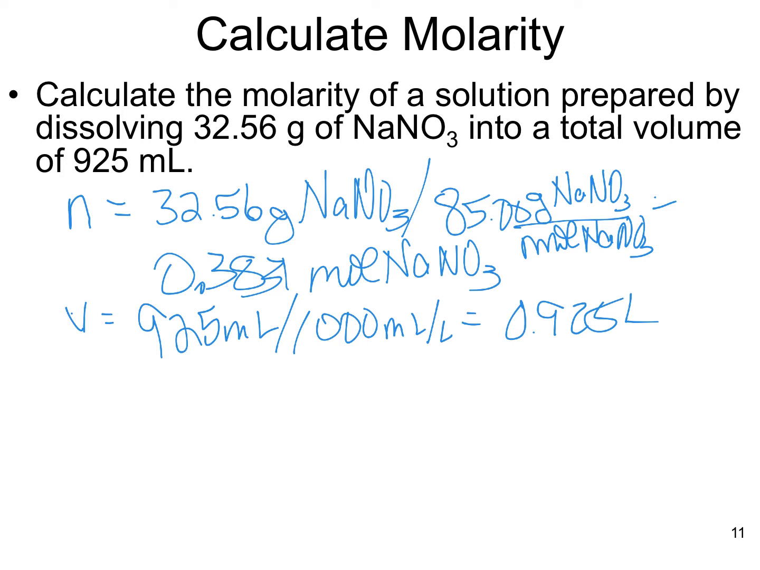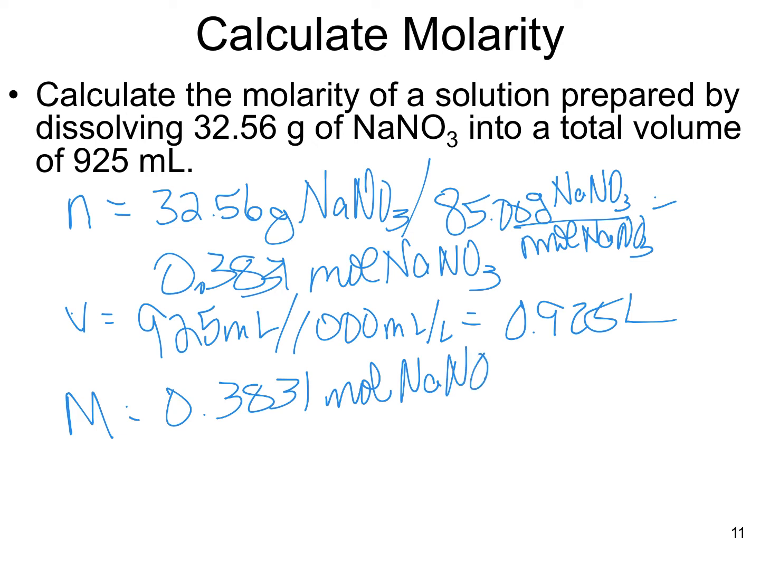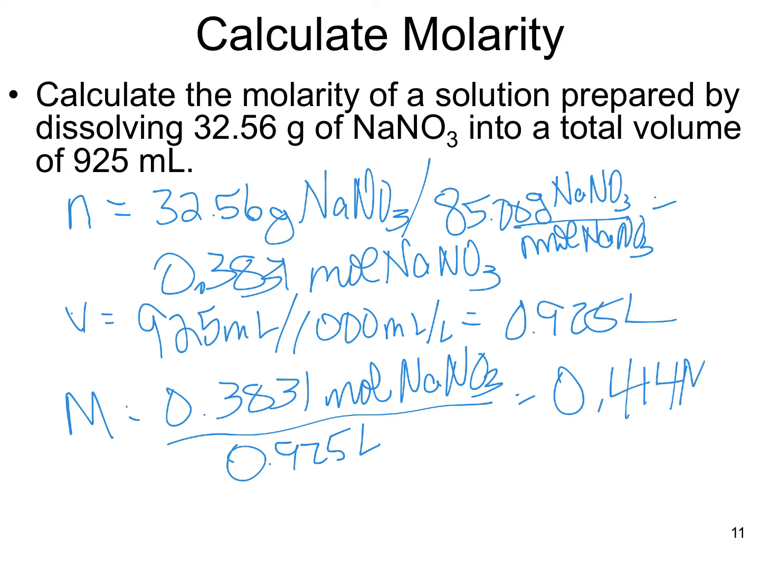The molarity is then 0.3831 moles NaNO3 divided by 0.925 liters, which is 0.414 molar.